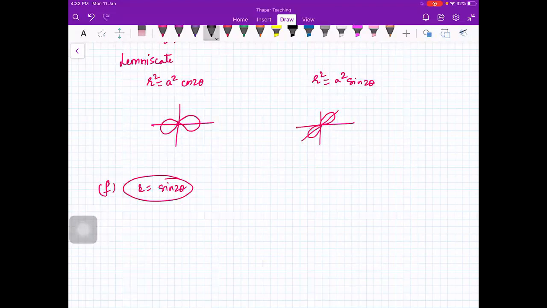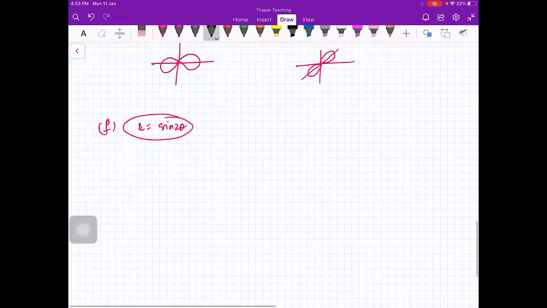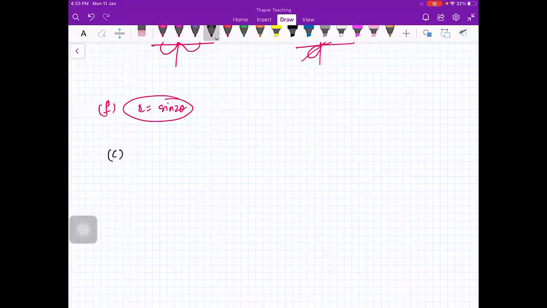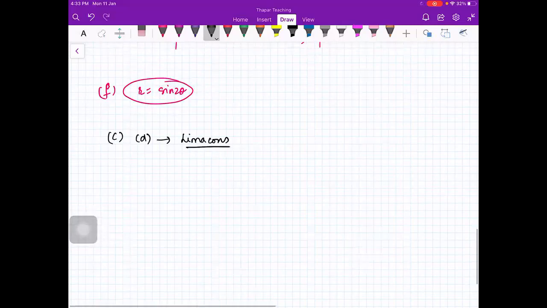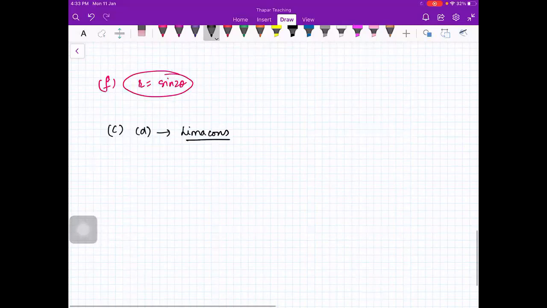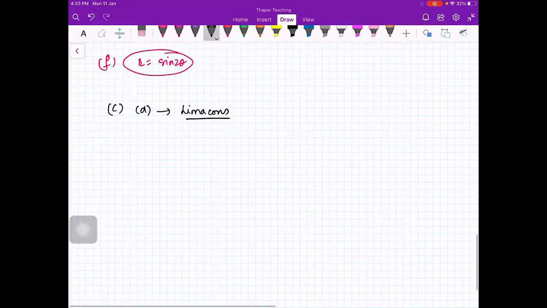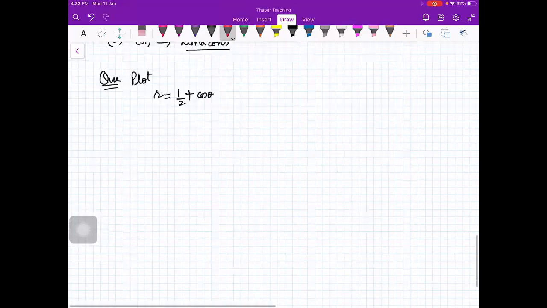Okay. But I want to plot one curve. So let me do all the steps for plotting. If you look at part C and D, they are limaçons. So let me plot one limaçon for you. So I am taking my own example, but you can similarly plot part C and D. So I have this question that plot r is equal to 1 plus 2 cos theta, right? Okay, beta. So this is your problem. You have to plot it. So let me follow all the steps.